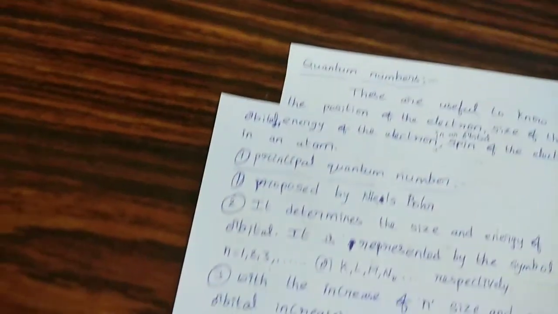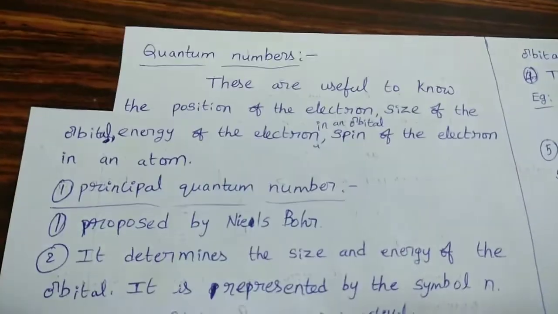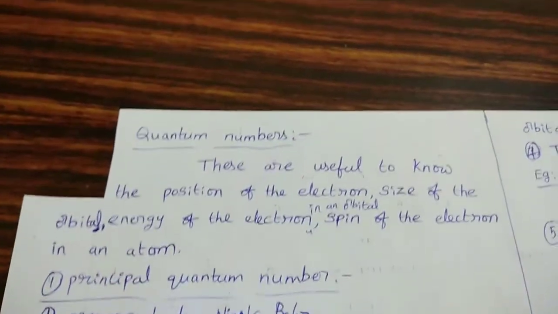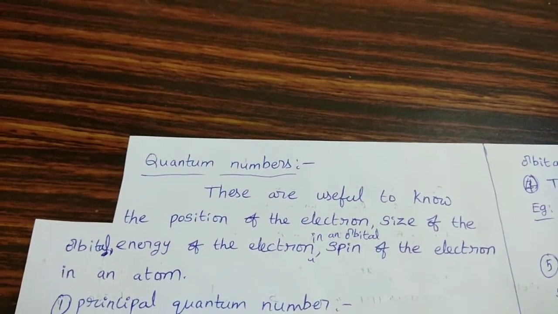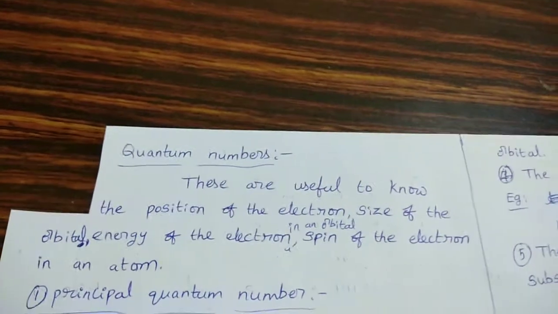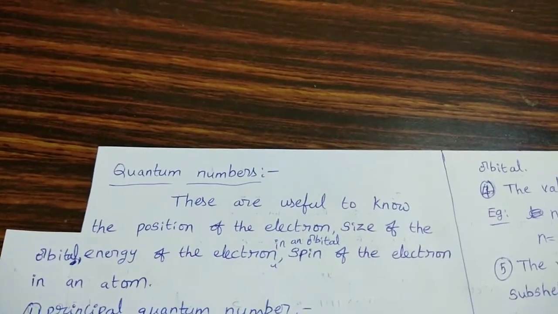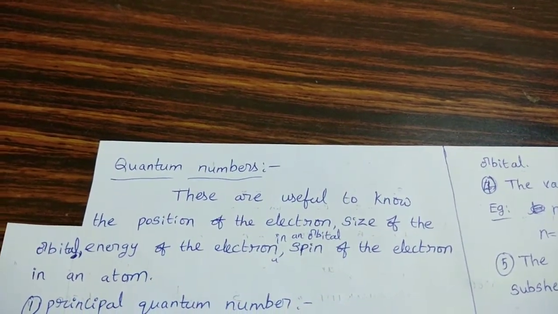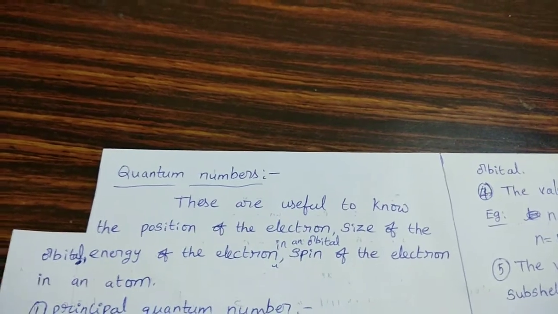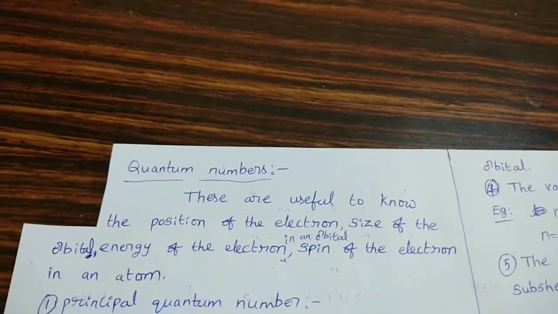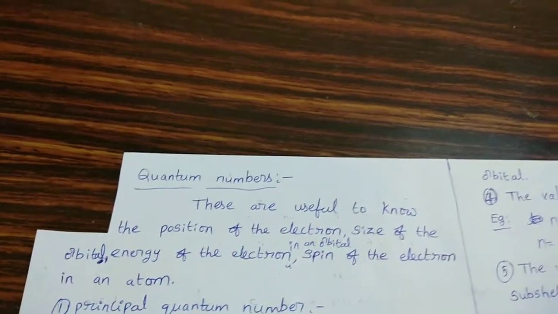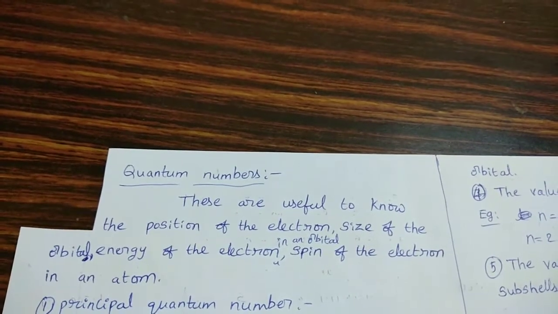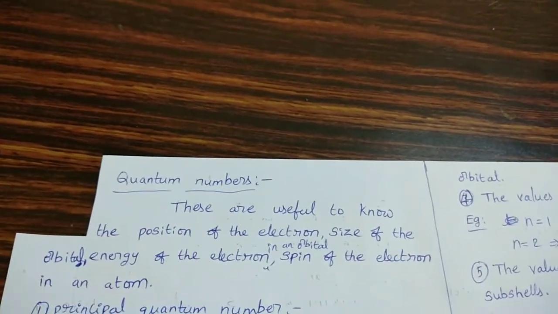Okay. Next important topic: quantum numbers. These are useful to know the position of the electron, size of the orbital, energy of the electron in an orbital, and spin of the electron in an atom. In a simple way, we can understand these quantum numbers. Suppose we want to write a letter to a particular person who is living at a far distance. Then we want his name, street name, district name, house number, and state name. By knowing all these details, we can write a letter to that particular person.